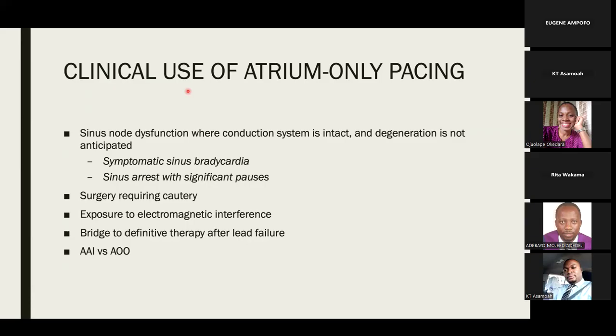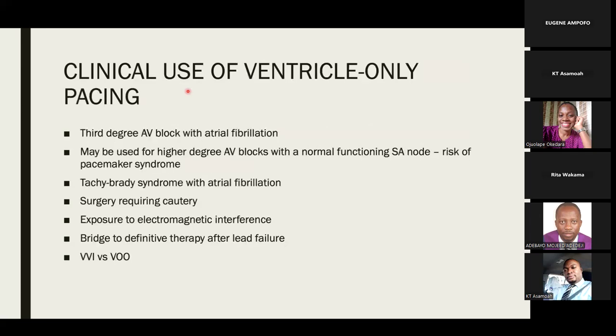Now, AAI versus AOO, the difference is that in AAI, the atrial lead is sensing intrinsic atrial activity. If it does not perceive atrial activity, it will capture, so it will pace. If it senses atrial activity, it will hold on, it will inhibit the pacemaker from firing or from attempting to capture. In the AOO mode, as I said earlier, it doesn't care what's happening in the atrium. You have told it to depolarize every 1,000 milliseconds, which will give you a rate of 60 beats per minute. So it is going to do that regardless of what is happening.